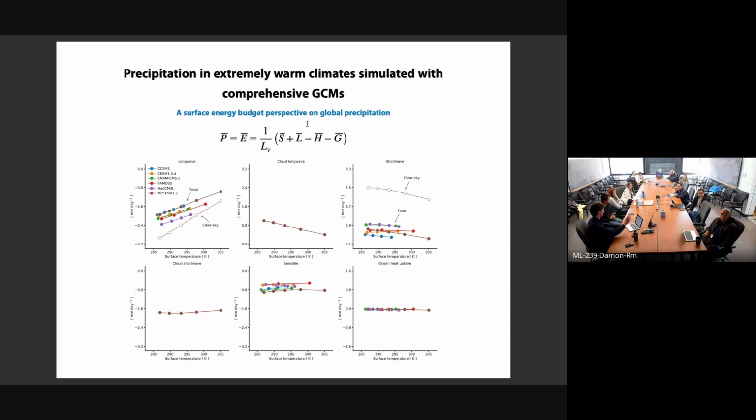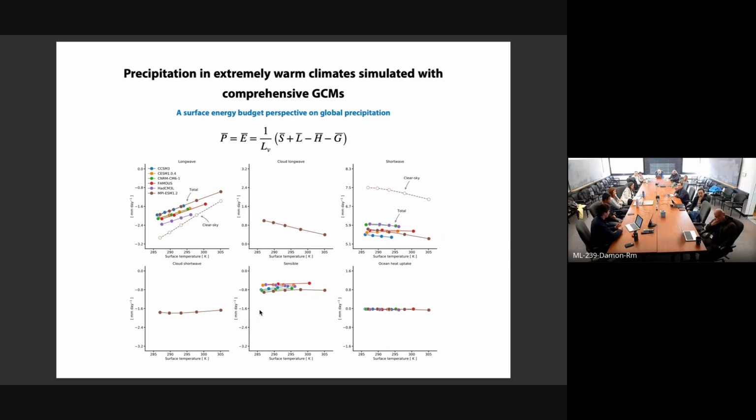So again, if we take this surface energy budget perspective on global precipitation, generally what you see is that models agree on what the longwave flux should be. I can't break this down into clear sky and cloudy because the model simulations don't provide that data. So again, this is the longwave flux, shortwave flux, sensible, and then ocean heat uptake. They all generally agree on the rate of change in the longwave flux. But really it's the shortwave flux that's determining whether it decreases or whether it's constant. And notably, there's no change in the sensible heat flux, which is quite interesting.